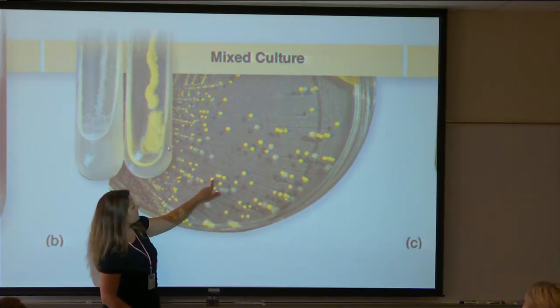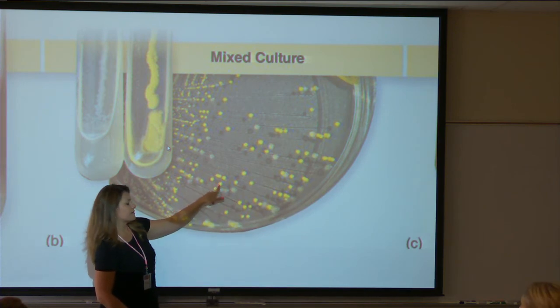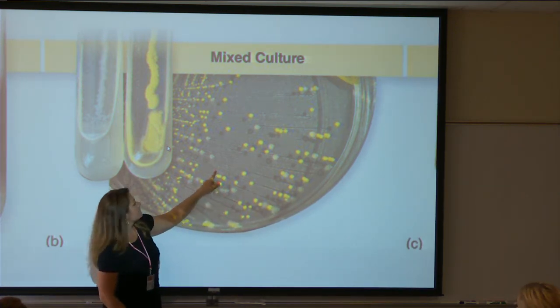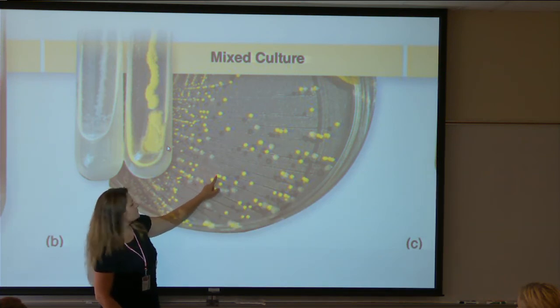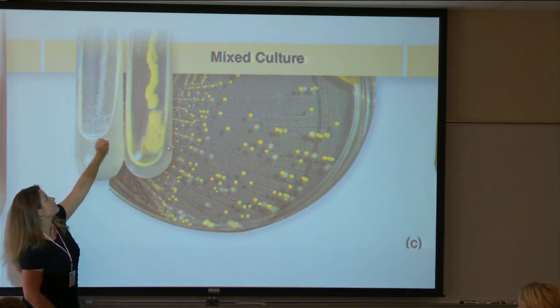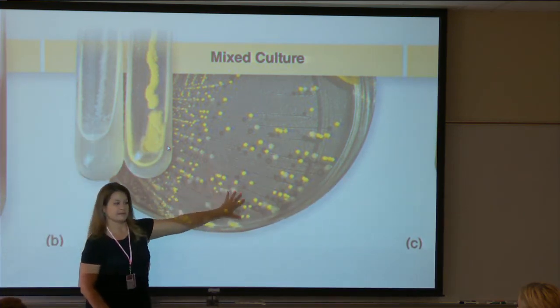There are yellow bacterial colonies. And again, each one of these colonies you can see with the naked eye contains millions of bacterial cells. And there are white ones. There are white ones and there are yellow ones. These are each pure, because this is just yellow, this is just white, but this is mixed.